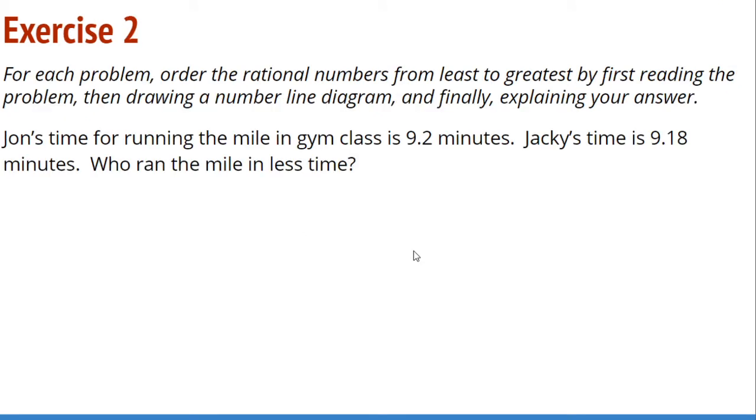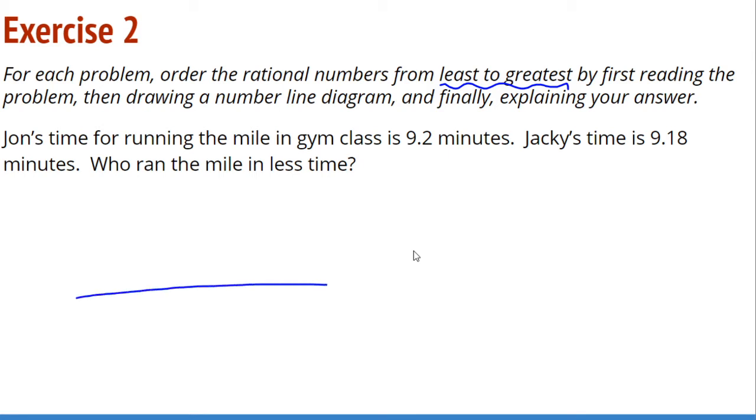So for each problem, we are going to order the rational numbers from least to greatest by first reading the problem, then drawing a number line, and finally explaining our answer. So we've got some steps we need to go through here. John's time for running the mile in gym class is 9 2/10 minutes, and Jackie's time is 9 1/100 minutes. Who ran the mile in less time?